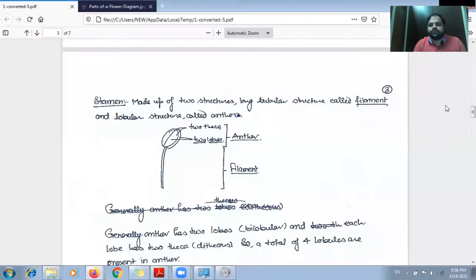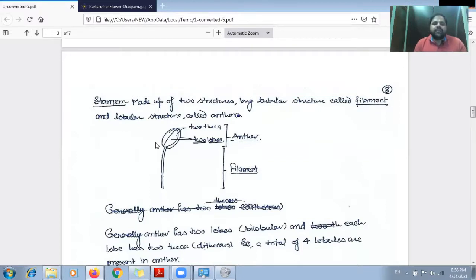Now the stamen. Stamen is made up of two structures. The long tubular structure we can see here is called the filament, and the lobed structure is called the anther. That means the stamen is made up of anther and filament.